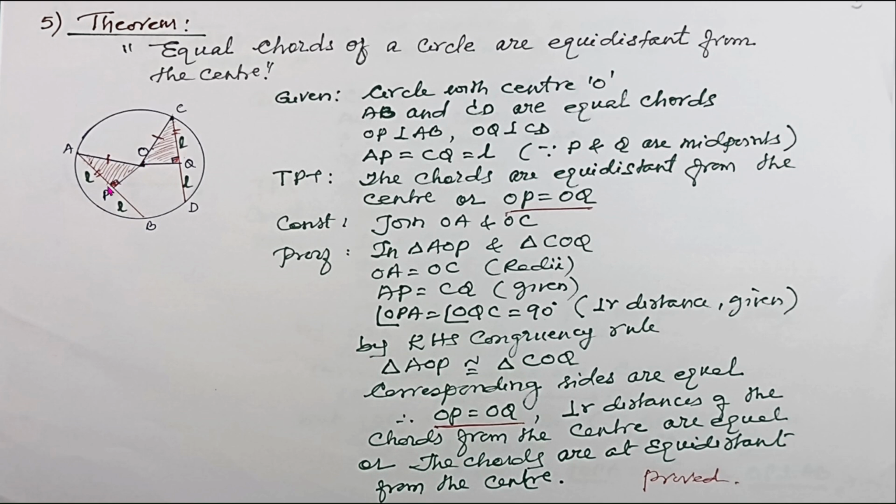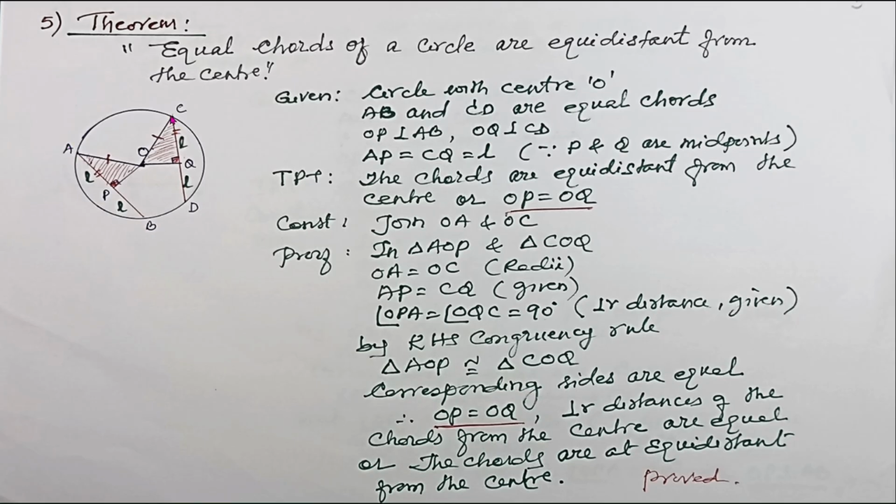OP is perpendicular to AB and OQ is perpendicular to CD, because we always have to find the perpendicular distance of the two chords from the center. Now let us assume that AP and CQ are equal to L, because chord AB is equal to chord CD.